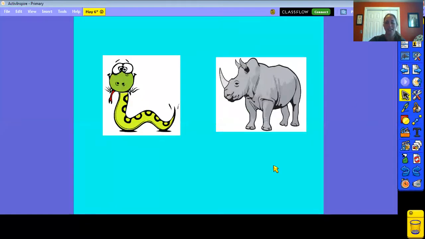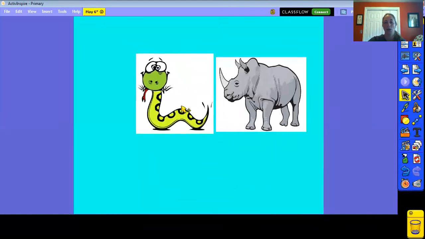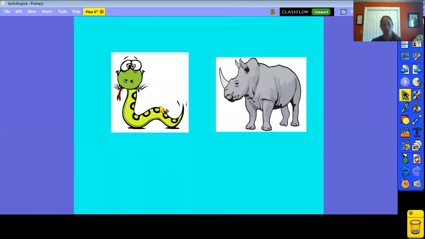Okay, trying to trick you here. Rhinoceros and a snake. I made them about the same size here. So if you were comparing how long they were or how tall they were, it'd be kind of close. But if you know what a rhinoceros is, they are really big, heavy animals. And snakes, some can be big, but they are not as heavy as a rhinoceros. So be careful, just because I made those pictures about the same size, we're comparing weight. So the snake is lighter than the rhinoceros. The rhinoceros is heavier than the snake.